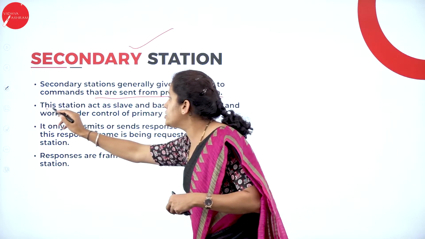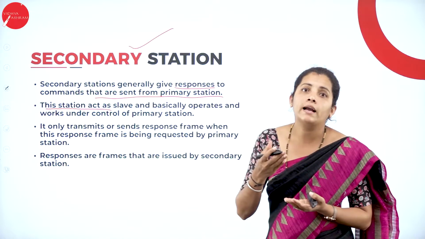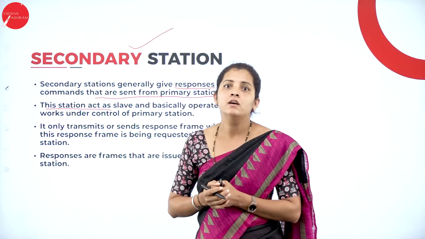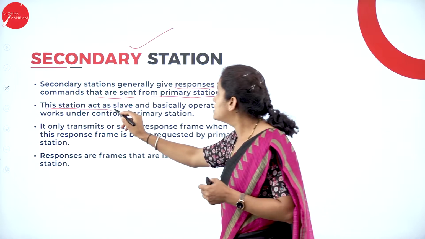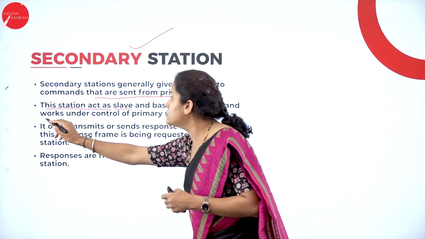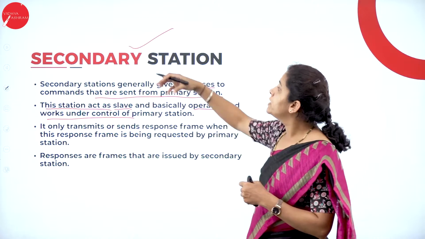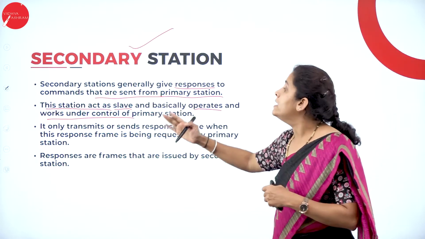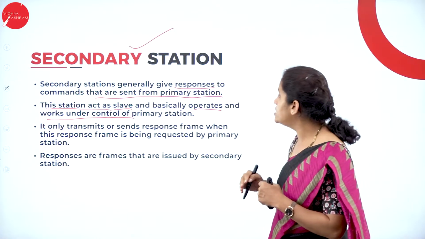So, this station acts as a slave, whereas the primary station acts as master. So, here the secondary station acts as a slave and basically operates and works under the control of the primary station.